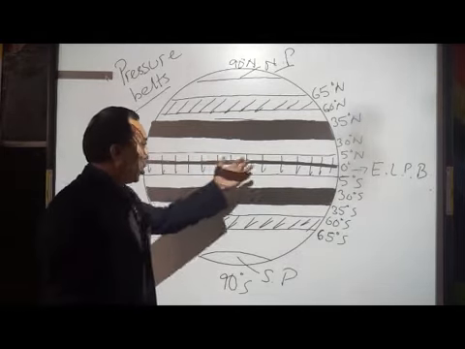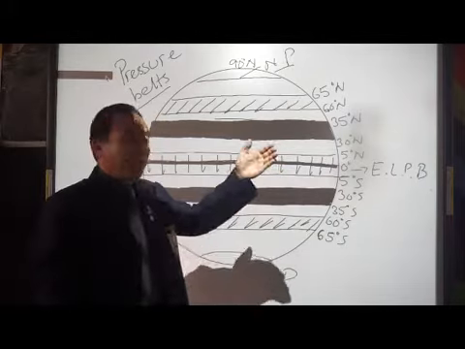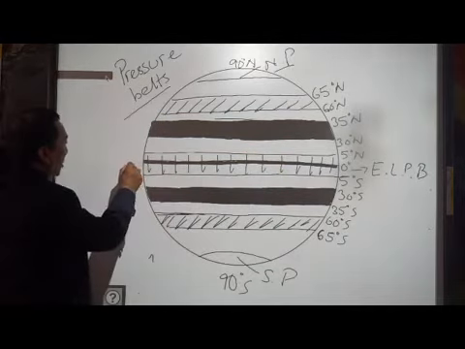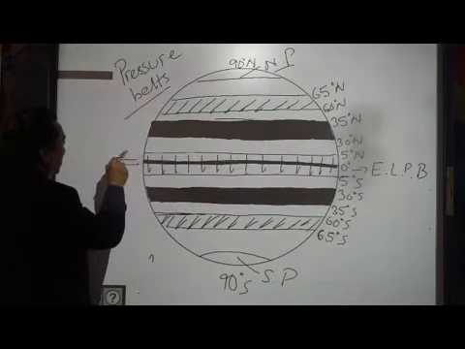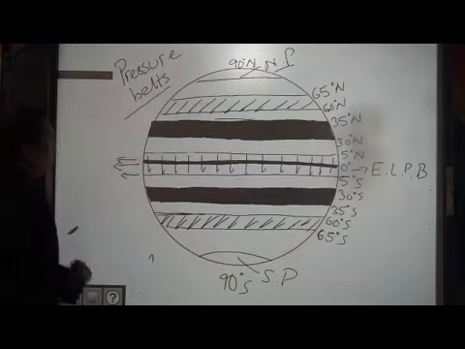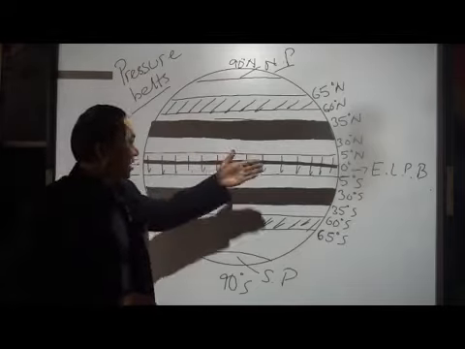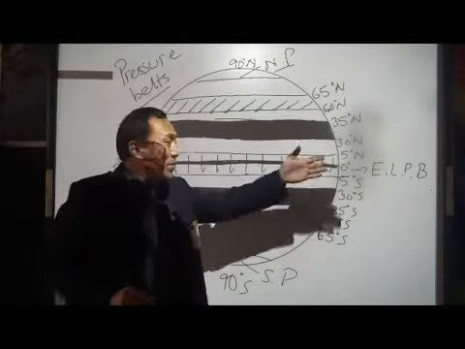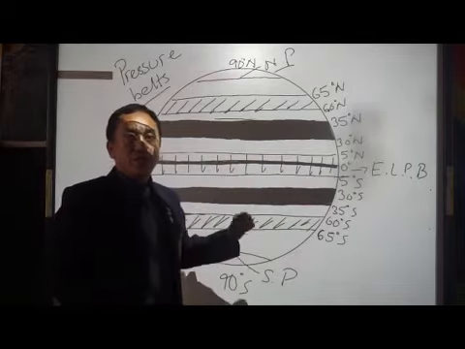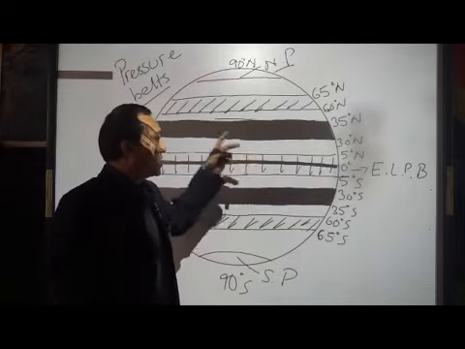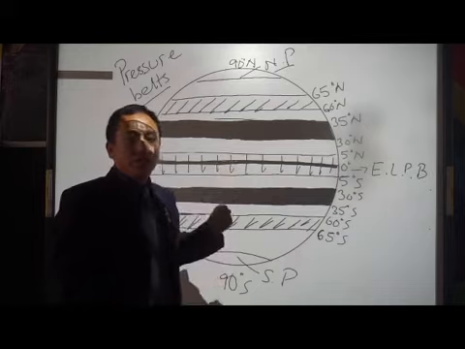And because it's very hot, the warm air starts to rise up. It starts to rise up this way. As the warm air rises, it experiences a low pressure. That is why it is called the equatorial low pressure belt.